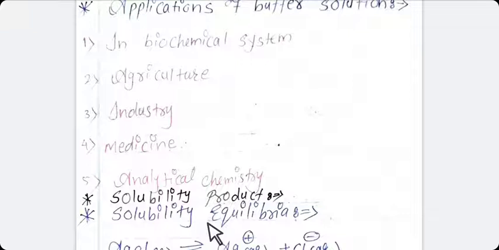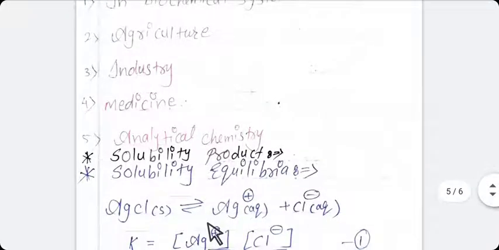So a dynamic equilibrium exists between undissolved solid silver chloride and dissolved ions Ag plus and Cl minus in the saturated solution. This equilibrium is called solubility equilibrium. As you have seen in the reaction, AgCl solid is a strong electrolyte and it gives Ag plus ion and Cl minus ion.